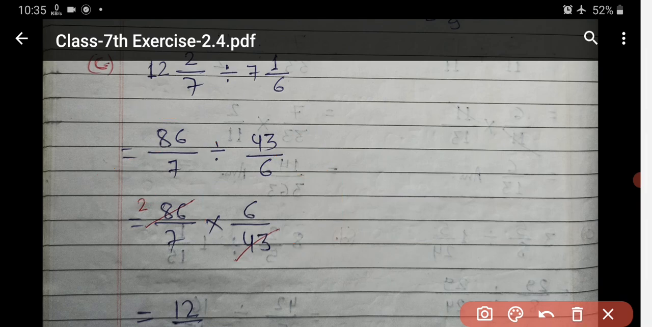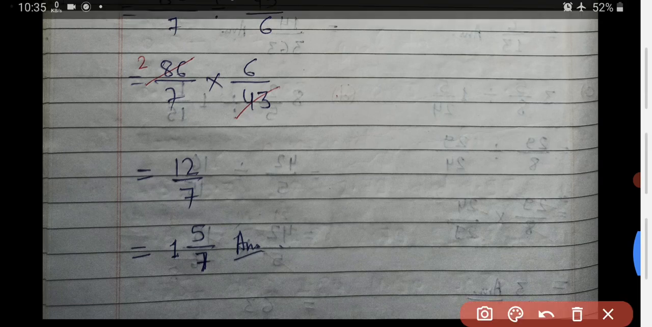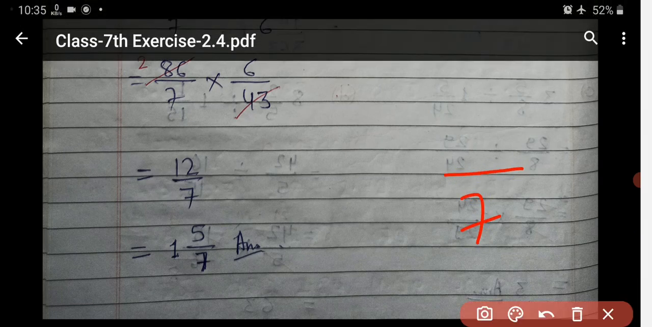Now just check. 43 ones are 43, 43 twos are 86. Now no number is cut. Now just multiply: 6 twos are 12 upon 7. So your answer is 12 upon 7, or convert into a mixed fraction. 7 ones are 7 and then plus 5, it becomes 12. So 1 and 5 upon 7 is also the correct answer. Both are the correct answer. Okay.